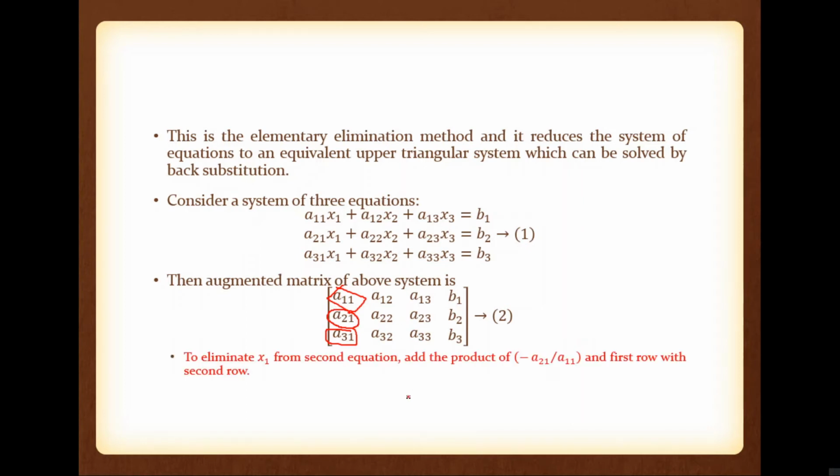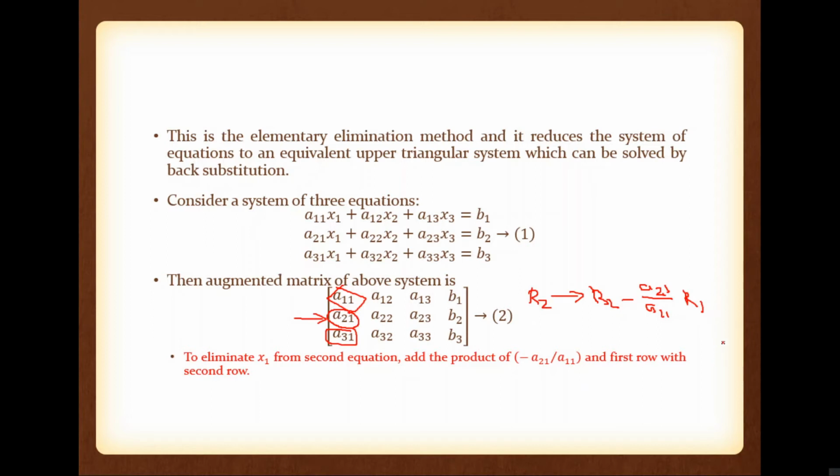Is it okay? So please note, to eliminate x1 from the second equation, what can we do? I want to remove A21 from this one. What is this row? This is R2. Am I correct? So we can modify R2 in such a way that the new R2 is equal to the previous R2, minus what we want to remove? A21. We are going to remove A21 using the pivot A11 into R1.